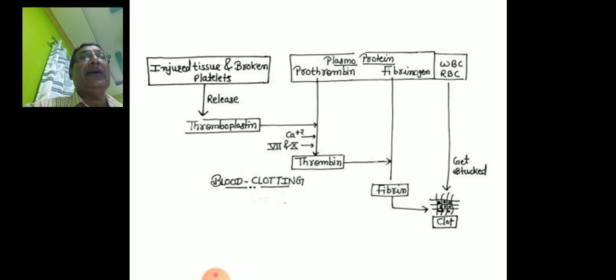Now, this fibrin is a monomer. So many fibrin molecules will plug the rim of the blood vessels. They will stitch the blood vessels, forming what is popularly known as the polymer. Fibrin monomer will convert into polymer, and ultimately clotting takes place. And WBCs and RBCs get stuck in those meshes. So this is actually the figure showing the blood clotting mechanism.